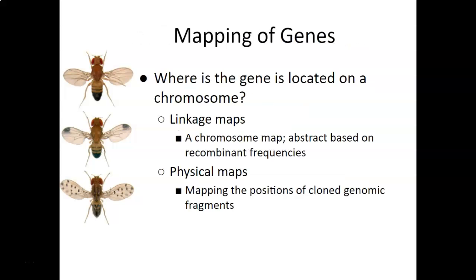And now, what you're going to be working on first is gene maps. Gene maps tell you where the gene is located on a chromosome. So this is ideal if you are trying to figure out how close together genes are, or if you want to figure out how easy it would be to have crossing over happen, anything like that. There are two maps. There are linkage maps, which is a chromosome map. It's very abstract. It's based on recombinant frequencies. And then physical maps, where you're actually positioning genomic fragments. So you're literally putting fragments of the gene together to make this map.